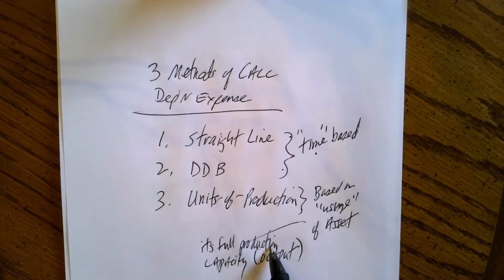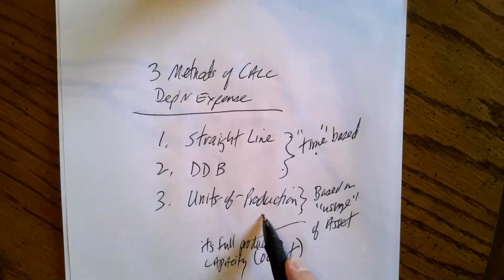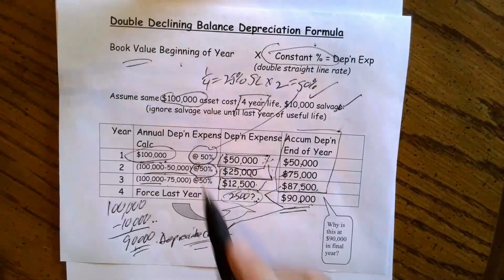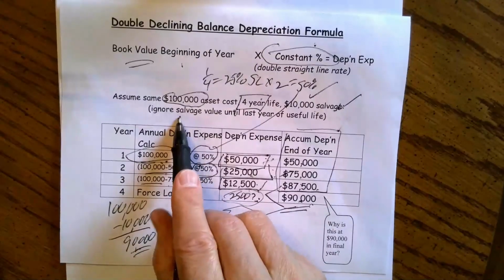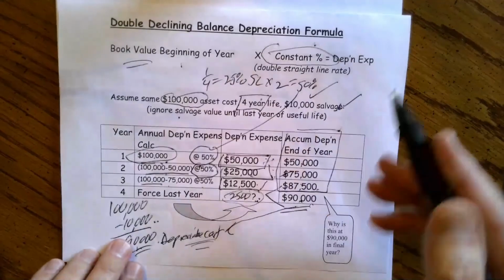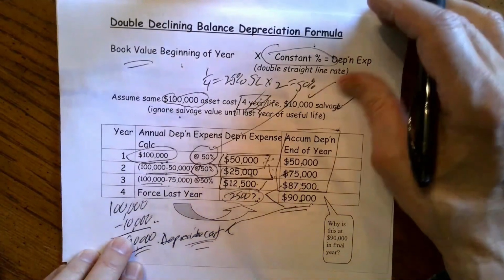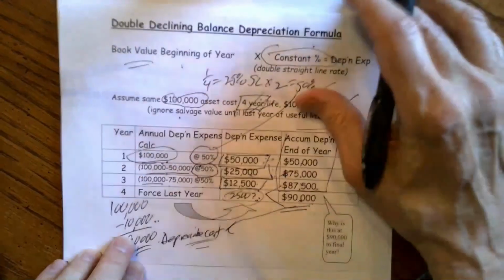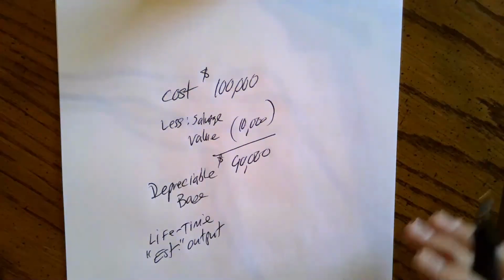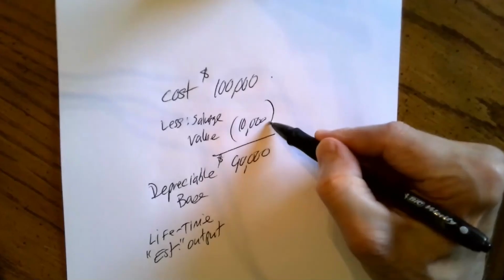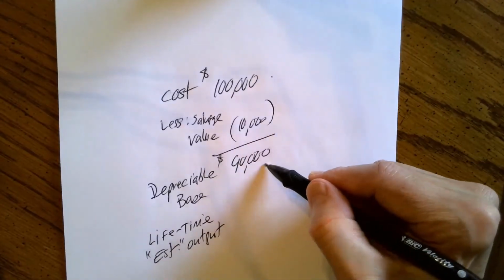Give a short example of this units of production. Again, not time-based, but based on actual usage of the asset. Going back to our $100,000 4-year life, $10,000 salvage value asset, we don't use the useful life per se. Original cost less salvage value or residual value, $90,000 depreciable base.